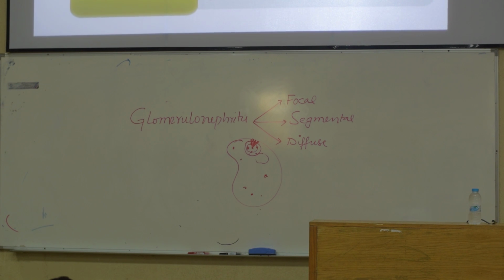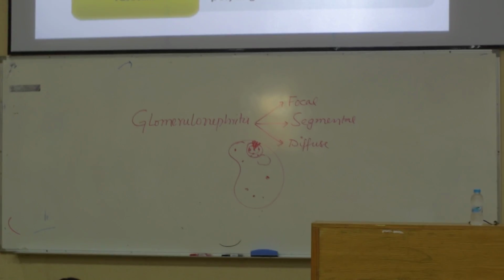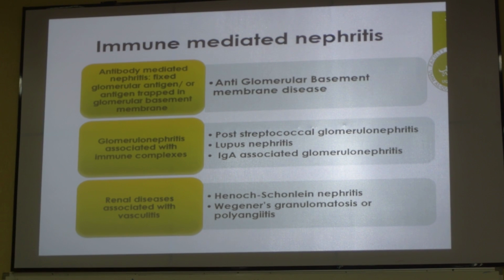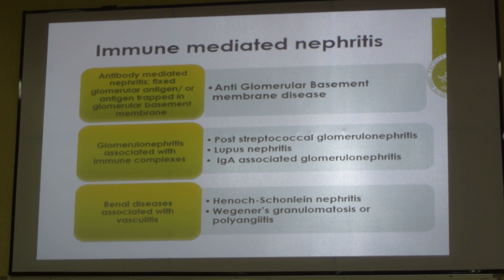Then when we are talking about immunologically mediated diseases, they are to the fixed glomerular antigens or the antigens which have come from the periphery. For example, the basement membrane of the glomerulus has proteins. If the immune system targets them, those are fixed glomerular antigens. But if the antigen was in the blood, maybe any bacteria or any other protein, and it went and got trapped in the glomerulus, that will be a trapped glomerular antigen. We will see the examples, then you will understand further.